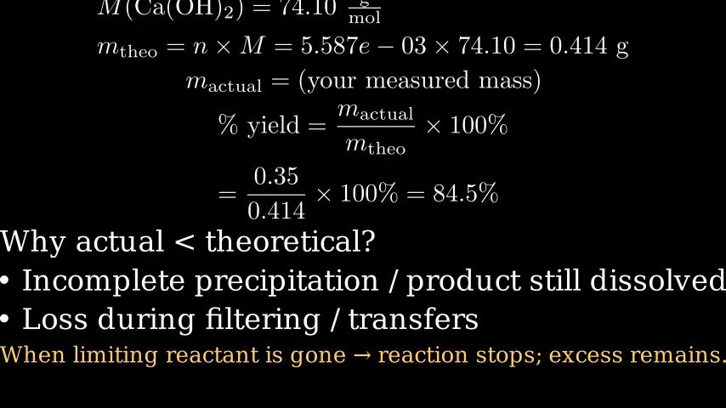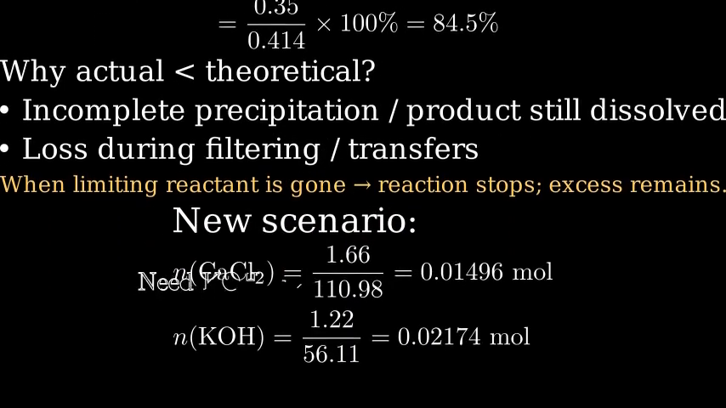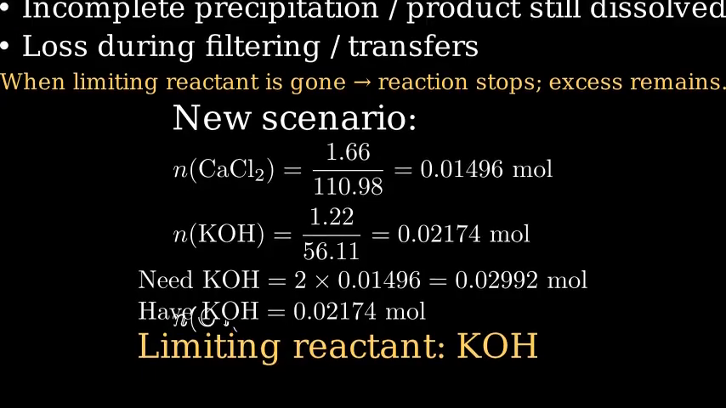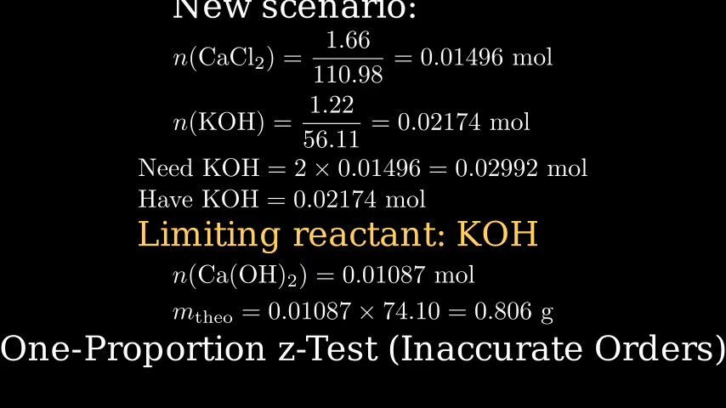Now, repeat the stoichiometry for 1.66 grams of calcium chloride and 1.22 grams of potassium hydroxide. First, compute moles. Next, check the limiting reactant. Finally, compute the new theoretical yield of calcium hydroxide. Next, let's test a claim about a proportion using a normal approximation z-test.